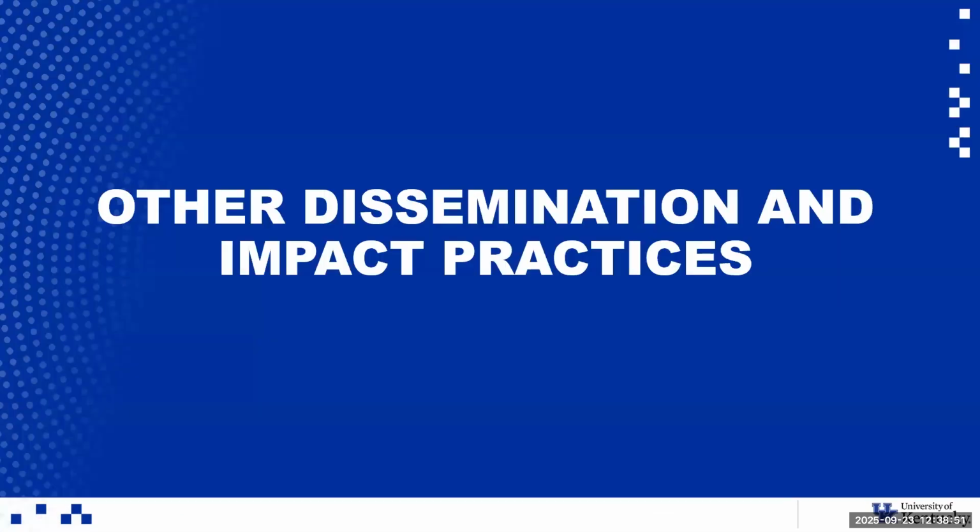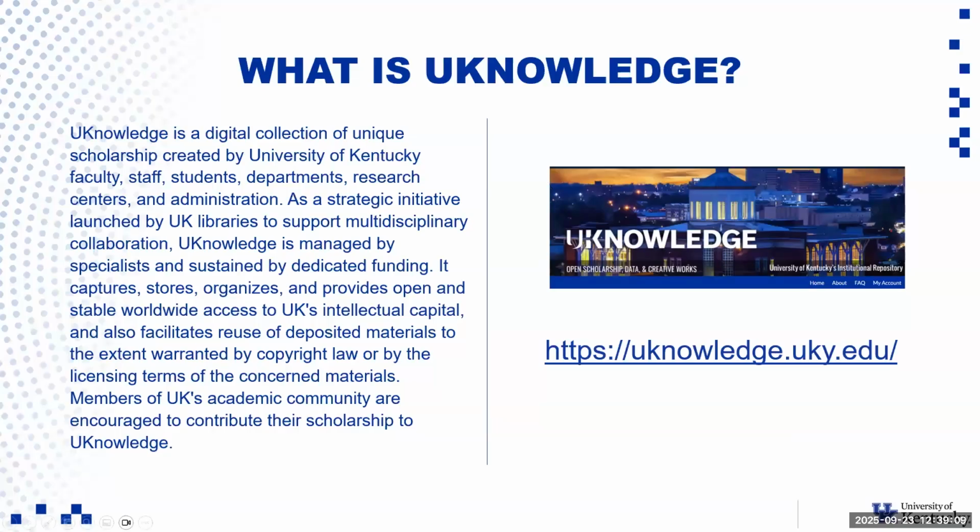And so there are some other helpful dissemination and impact related practices that you might want to consider. Those are UK Knowledge, creating and using an ORCID ID, and tracking scholarly citations by setting up an alert in Scopus. UK Knowledge is our open access repository here at the University of Kentucky.